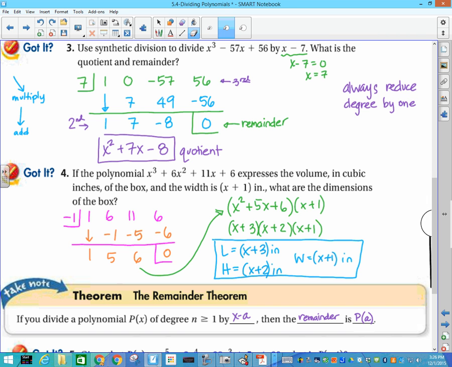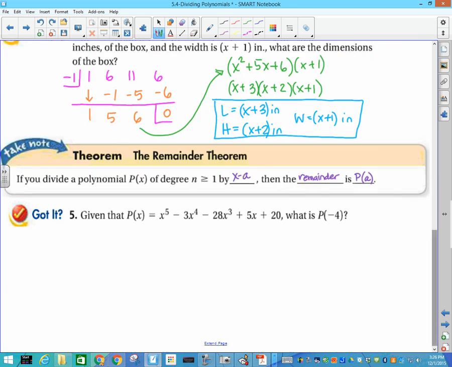And so you're kind of going, I don't really know what that means. So look at what happens here. They say given this polynomial, it's a really long polynomial, what is the value of p of negative 4? The long way to do it would be to put in negative 4, but a lot of times people make mistakes. So what the remainder theorem says is I can divide by negative 4 synthetically, because believe it or not, people make fewer mistakes. So I have a 1, a negative 3, a negative 28, a positive 5, and a positive 20.